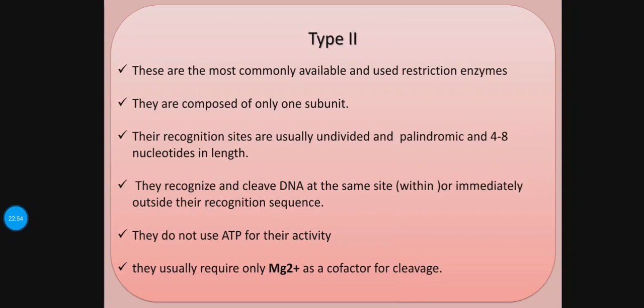And this restriction enzyme does not use ATP for its full activity, and they only require Mg2+ as a cofactor for the cleavage purpose. So this is the type 2 restriction enzyme.